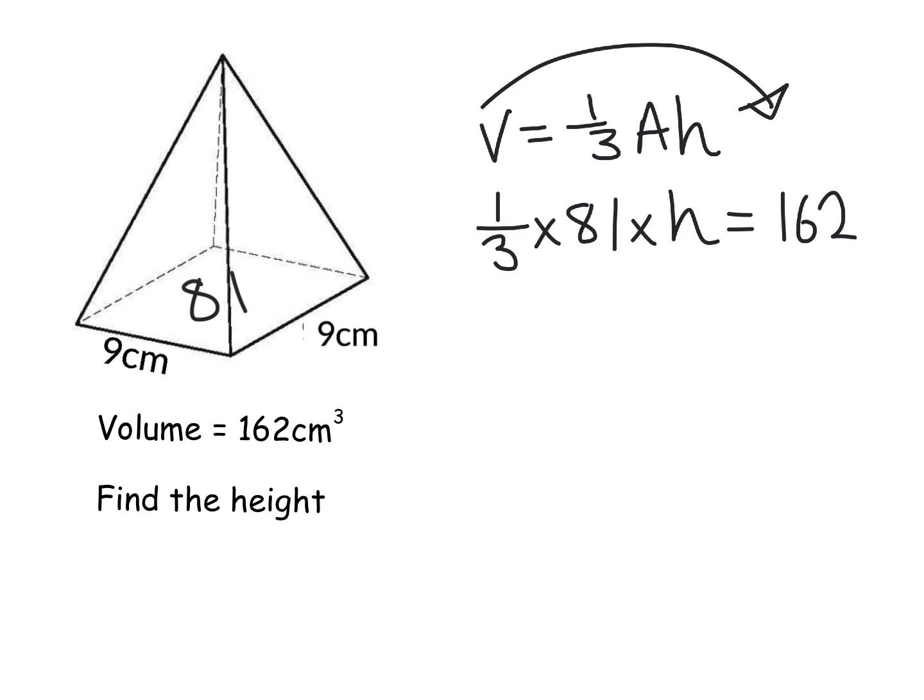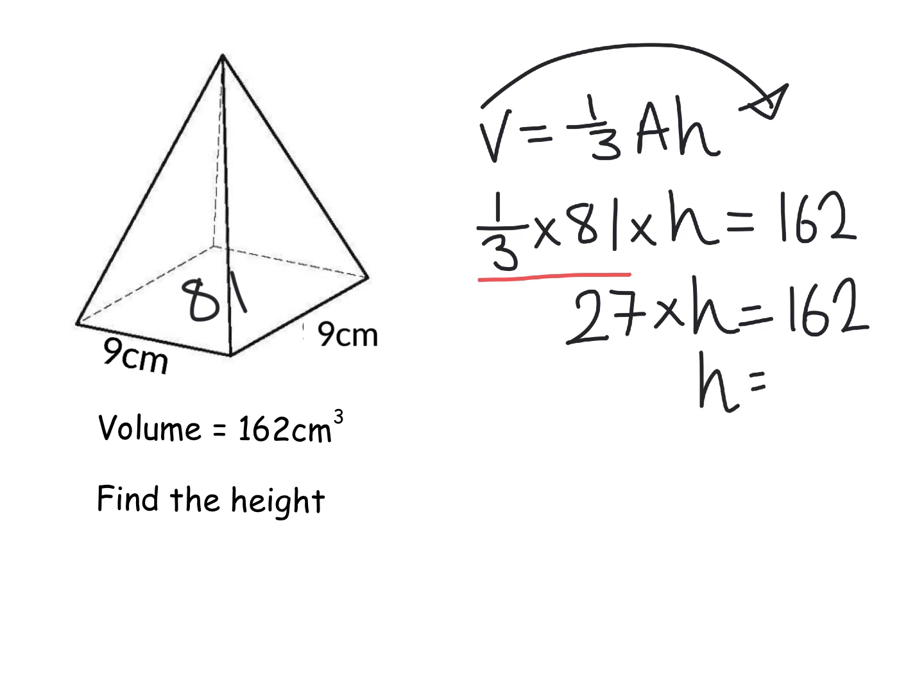Step 2 is do what you can with the numbers. So I'm just going to underline what I'm doing. At the moment I can do 1/3 of 81. You can either do it in a calculator or if you've really good mental math skills, that's 27. So we end up with 27 times the height equals 162. Now we want the height on its own, so we need to do the opposite of times over 27. So we end up with 162 divided by 27, and if you type that in your calculator, you will get an answer of 6.